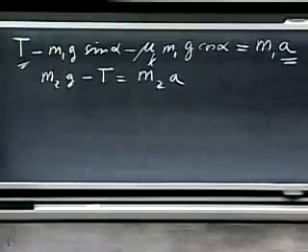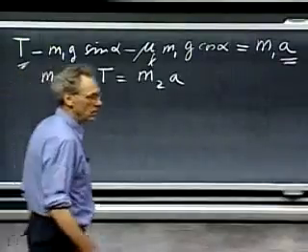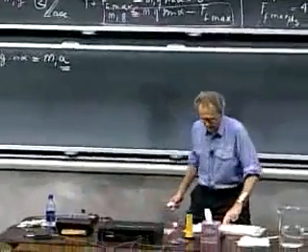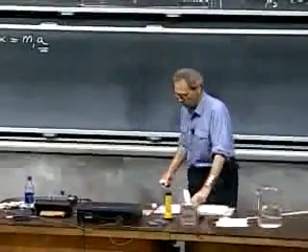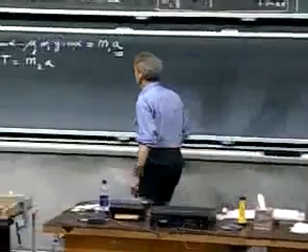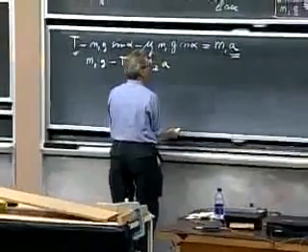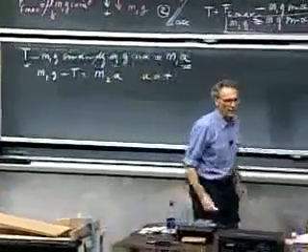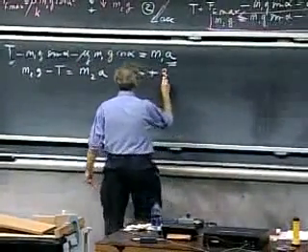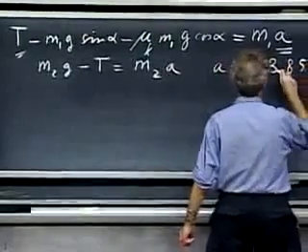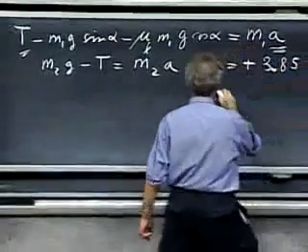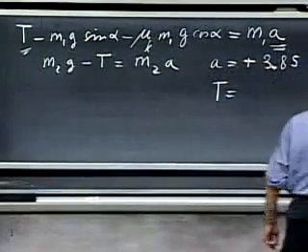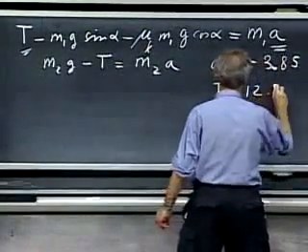Now I have two equations with two unknowns. And now I can solve. It's very easy. You just add them. I'll just give you the results. I find that the acceleration a equals plus, I think, 3.85. That is correct. Plus 3.85 meters per second squared. And I find that the tension equals 12.3 newtons.